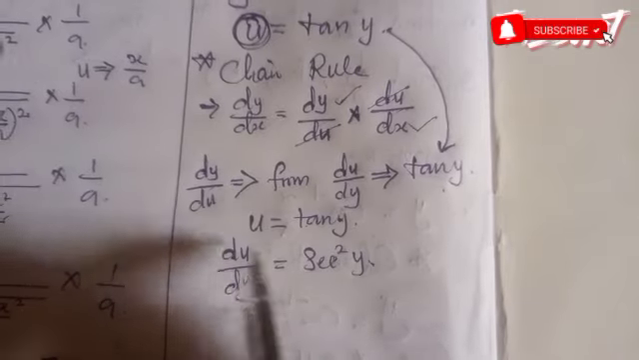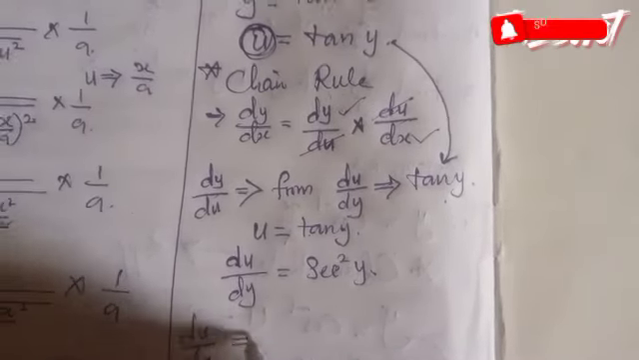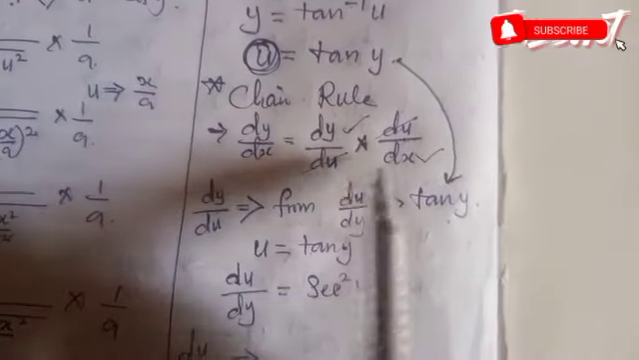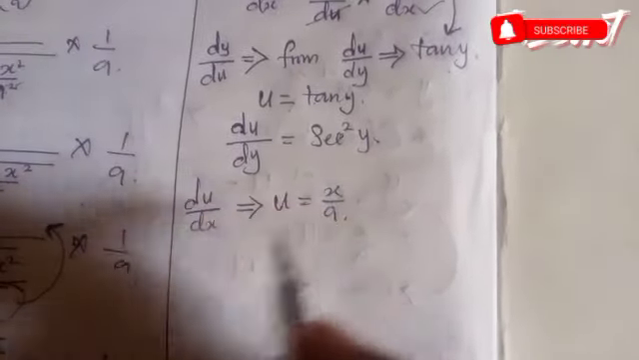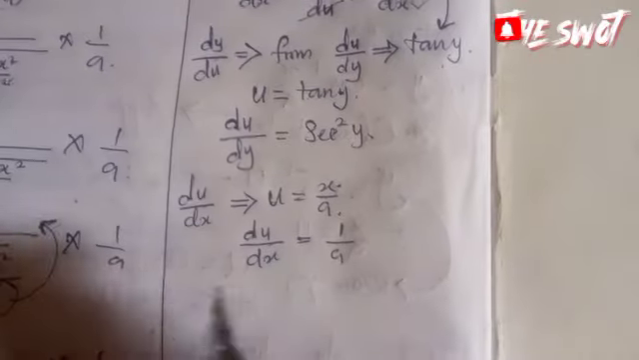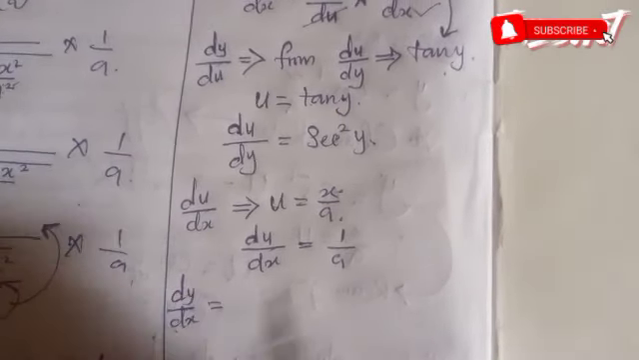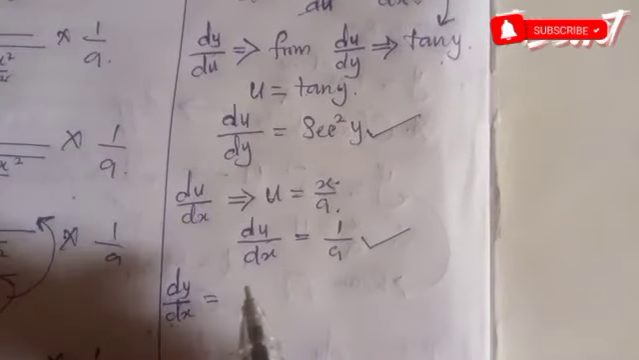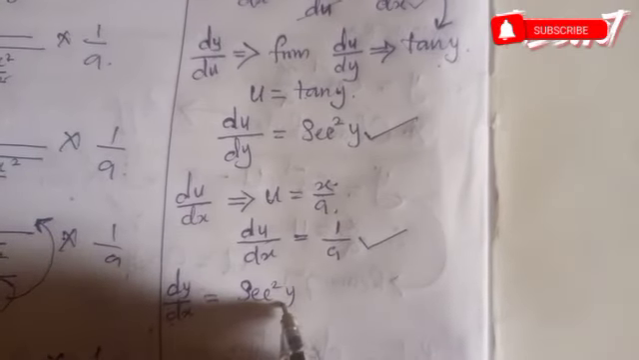Okay, yes, we've gotten our du dy. So the next one to get is our du dx. So our du dx now, from this aspect, here our u is x over a. Don't forget, our u is x over a. So our du dx, u in respect to x, will now be what? 1 over a. We've done that before. So merge everything together. dy dx equals this times this. So you have it as sec square y.